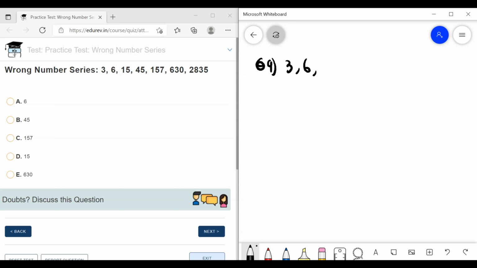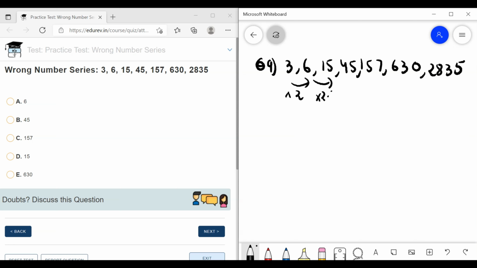3, 6, 15, 45, 157, 630 and 2835. Once again, just by the look of it, it's very easy to understand that this is a multiplicative series. So how do we go from 3 to 6 in a multiplicative series? We just multiply it by 2. How about 6 to 15? Well, 6 into 2 is 12 and 6 into 2.5 is 15.